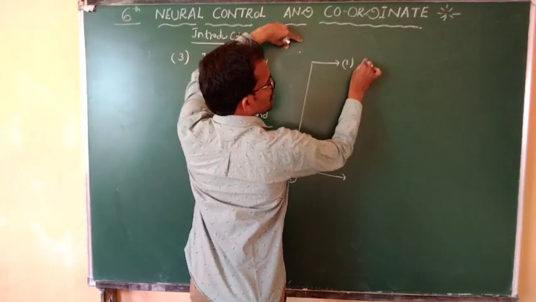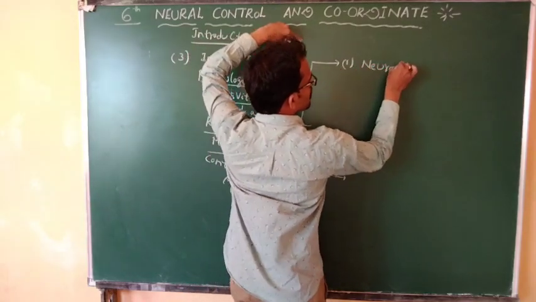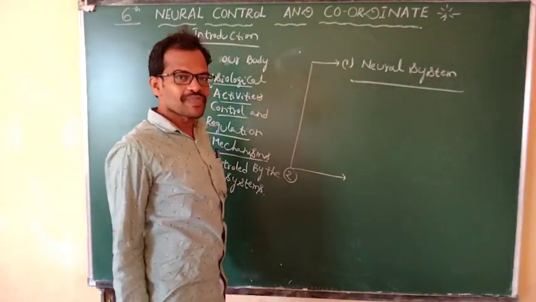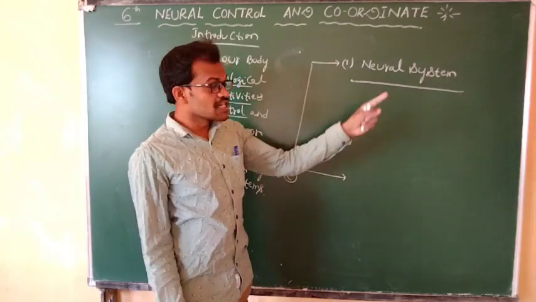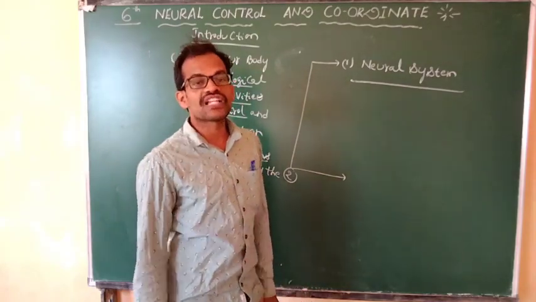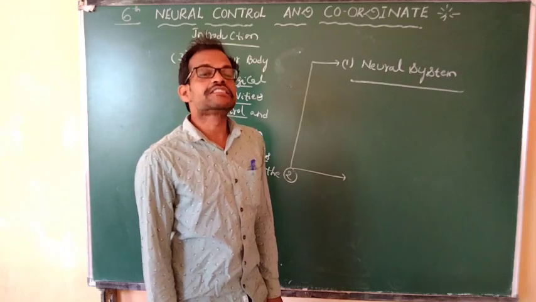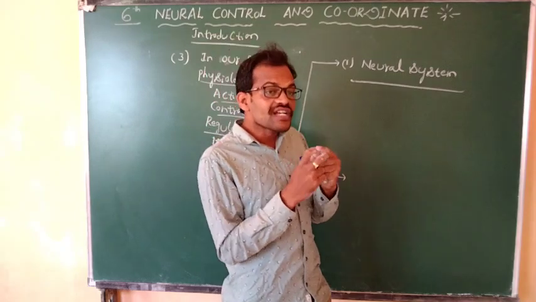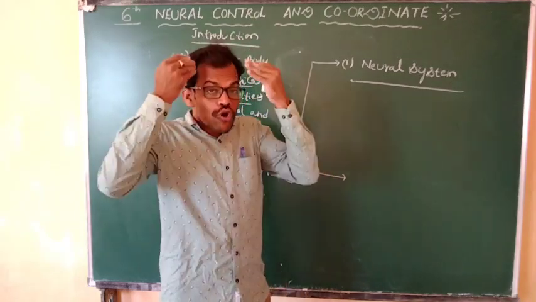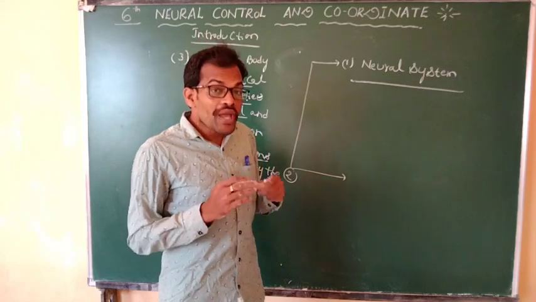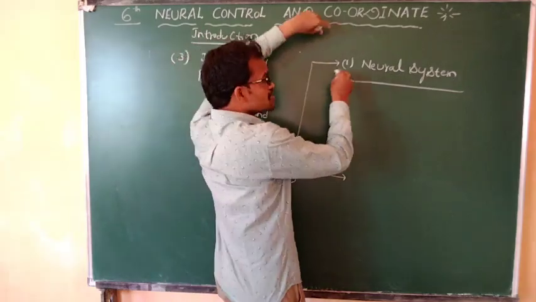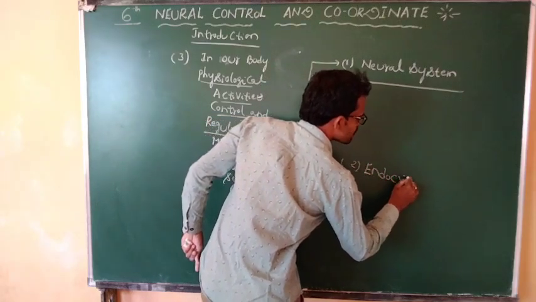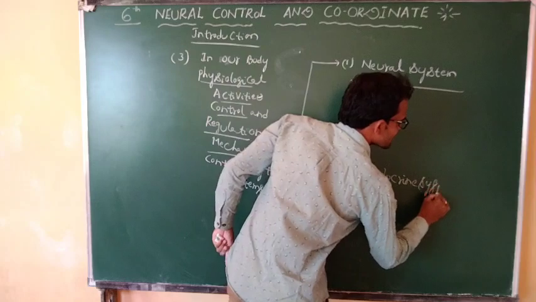The first system is the neural system. What is the first control system? The neural system. The neural system is composed of specialized cells, neurons, the brain, and the spinal cord. These neural systems control and coordinate one organ with another, to activate and control all the activities. The second system is known as the endocrine system.